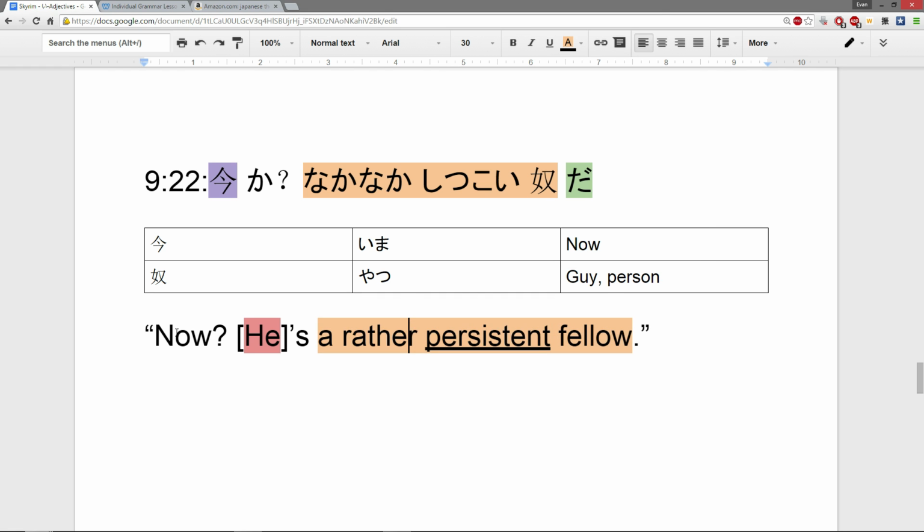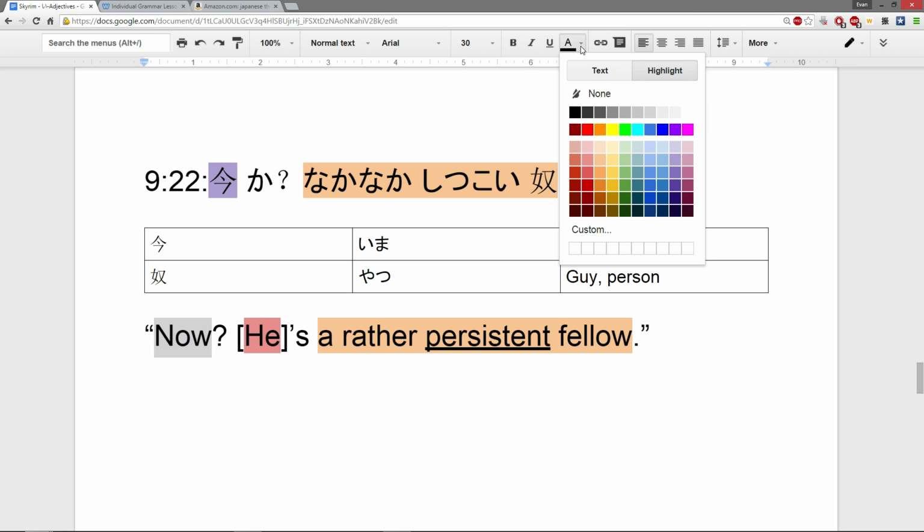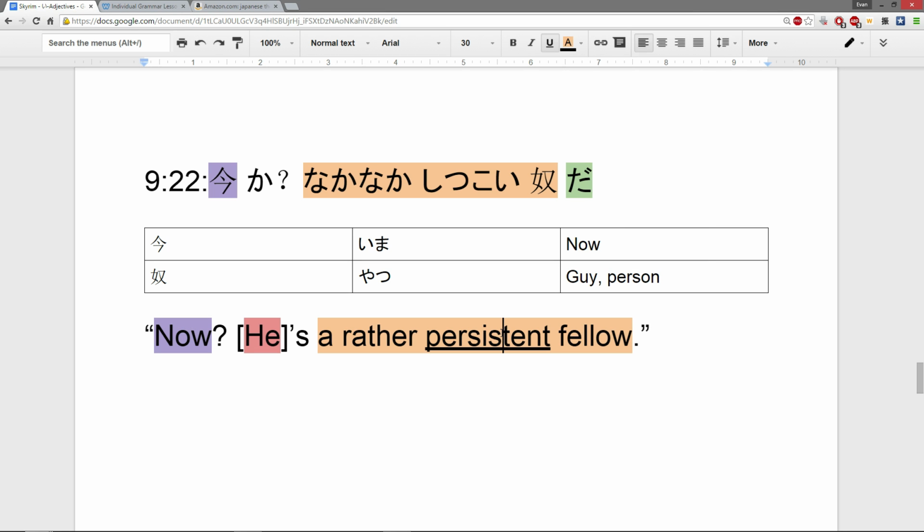Ding! Now would be the adverb. Believe it or not, time words are adverbs. So now he's a rather persistent fellow, isn't he? And I'll underline shitsukoi to make sure that we understand what we're talking about. Alright, so yatsu is a guy or a person. You kind of use it like guy or fellow. Ima is now. So, ima ka nakanaka shitsukoi yatsu da. Now, he is a rather persistent fellow. Shitsukoi means persistent. Nakanaka means rather. So, a rather persistent fellow.